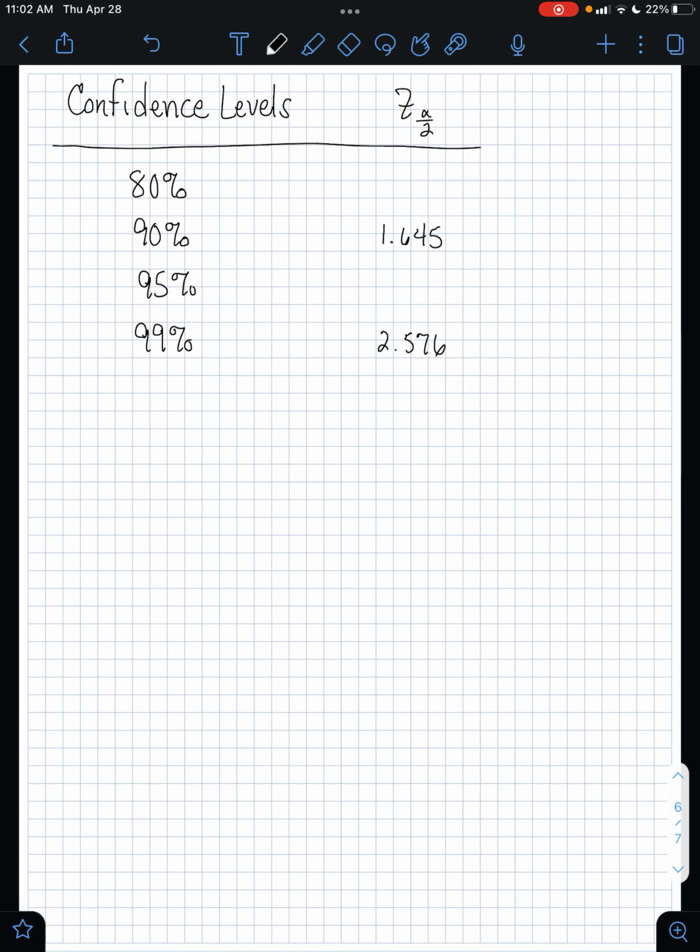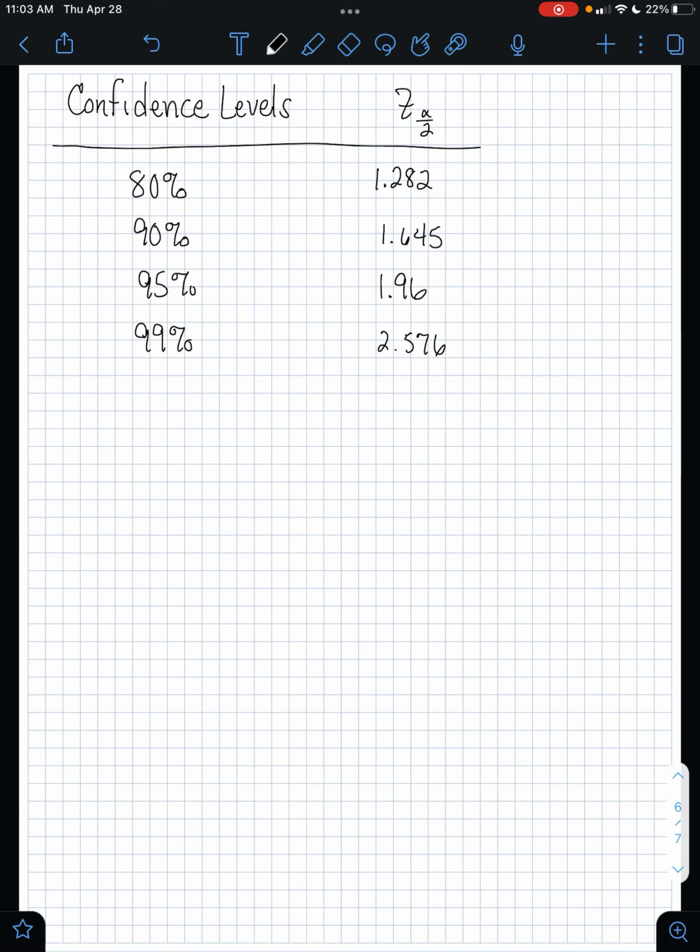95% is another very, very common z-score that we see, and it comes out to be 1.96. The z-score for an 80% confidence level, which you do see sometimes, not as often, is 1.282.